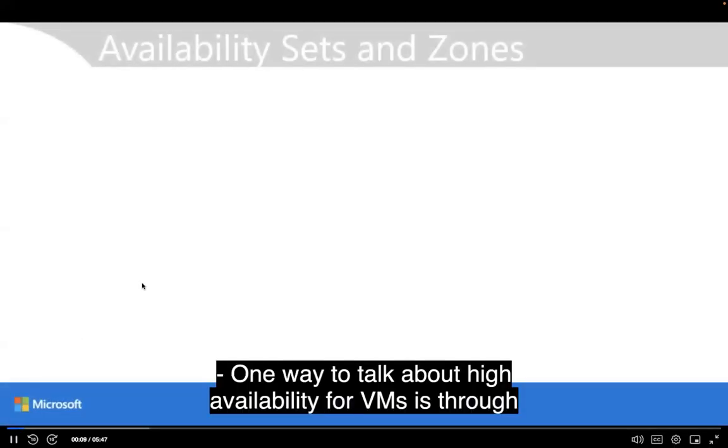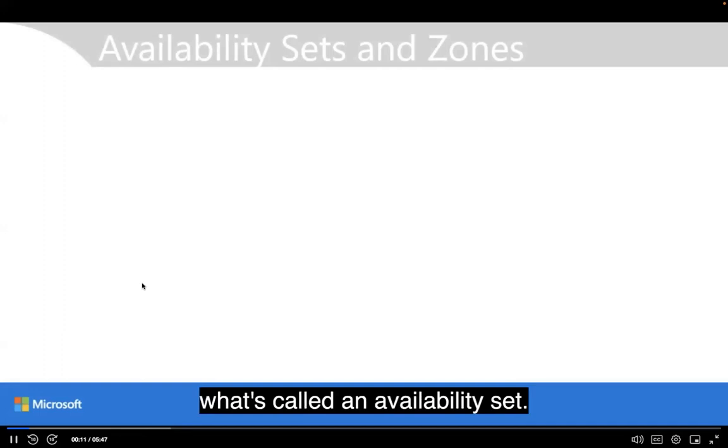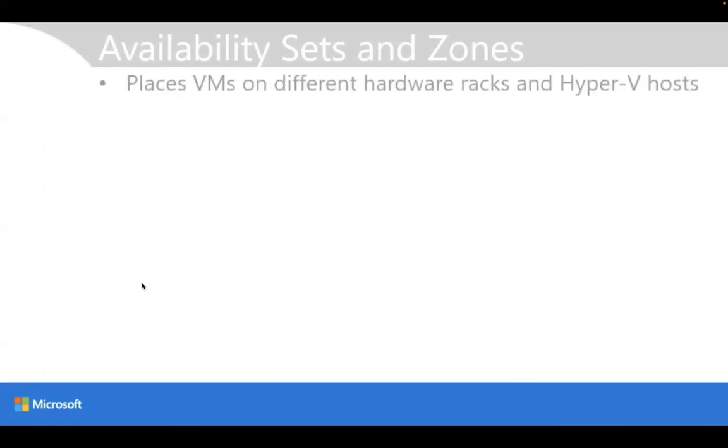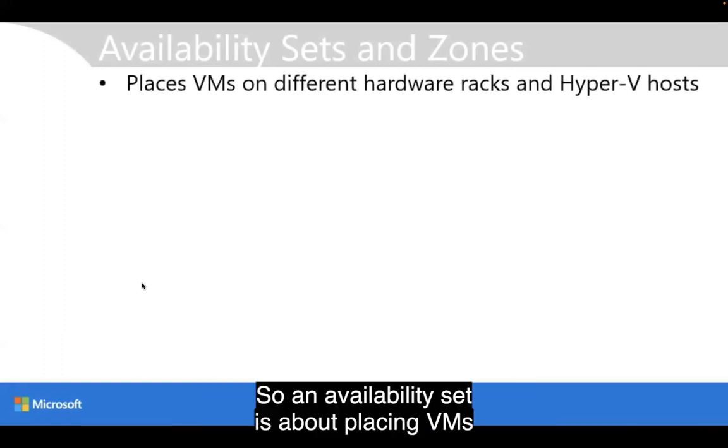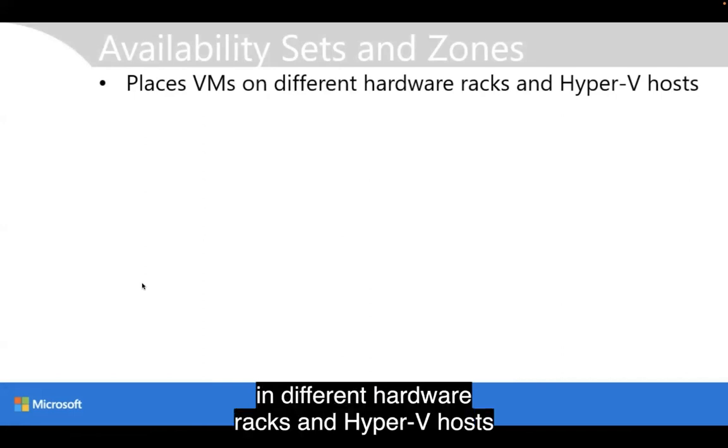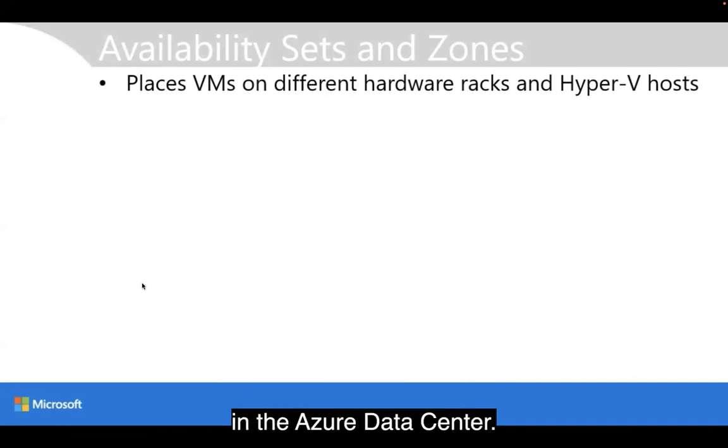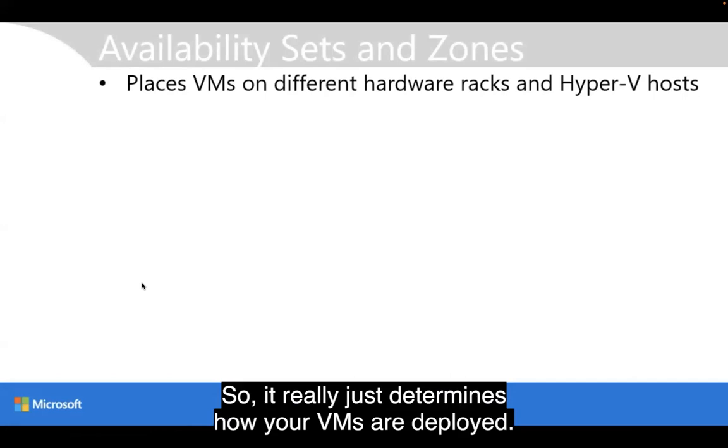High availability for VMs is through what's called an availability set. So an availability set is about placing VMs in different hardware racks and Hyper-V hosts in the Azure data center. So it really just determines how your VMs are deployed.